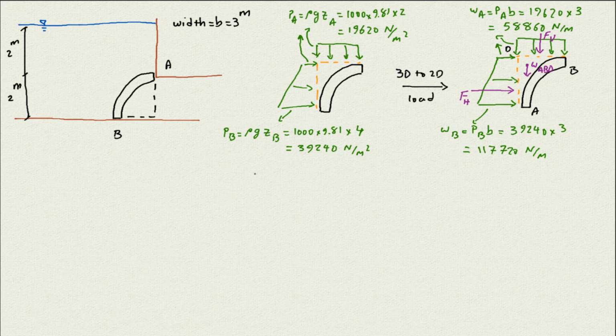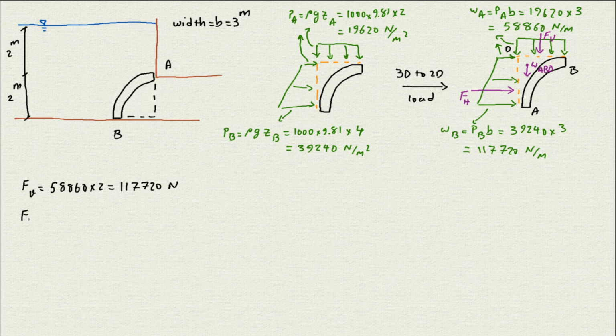For the vertical forces, we have here the FV, which is just the area of this force, so the length of the BD times the magnitude of the force. We know the magnitude is 58,860, and the length of the BD is just 2 meters. So if I do that, I will get 720, and this time it's going to be in Newtons.